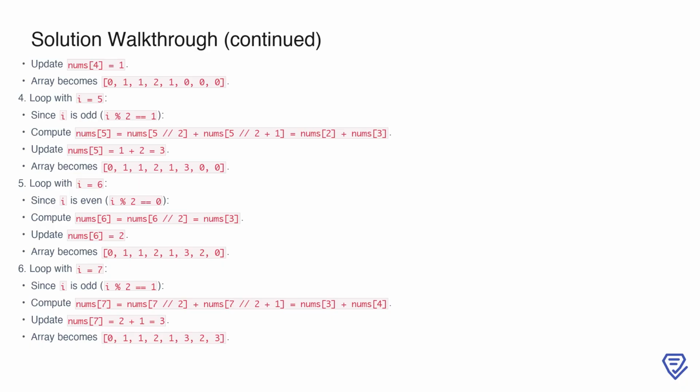For i equal to 6, which is even, nums[6] is computed as nums[6//2], which is nums[3]. Since nums[3] is 2, nums[6] is updated to 2, and the array becomes 0, 1, 1, 2, 1, 3, 2, 0. Finally, for i equal to 7, which is odd, we calculate nums[7] as nums[7//2] plus nums[7//2 + 1], which is nums[3] plus nums[4]. Since nums[3] is 2 and nums[4] is 1, nums[7] is updated to 3, and the array becomes 0, 1, 1, 2, 1, 3, 2, 3.